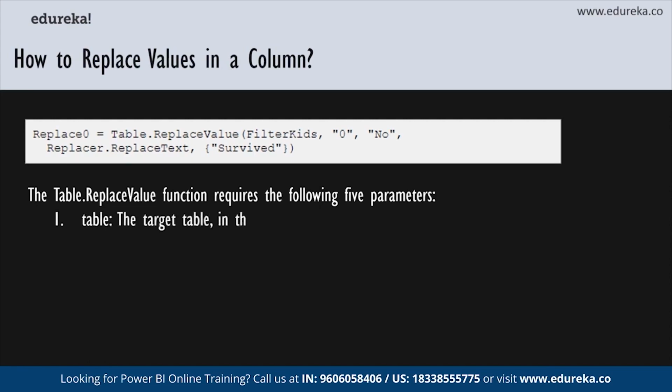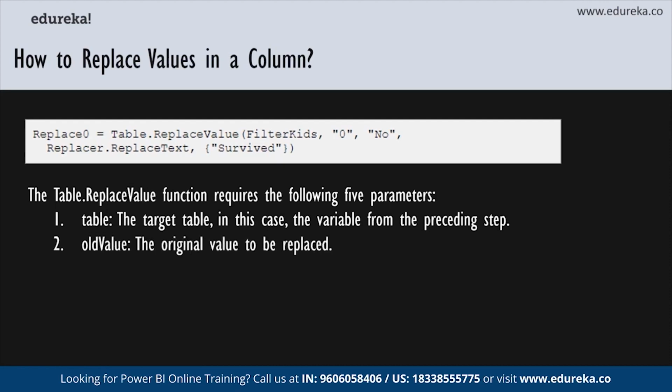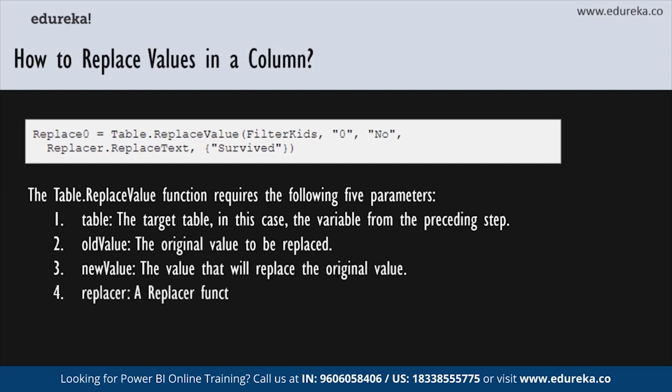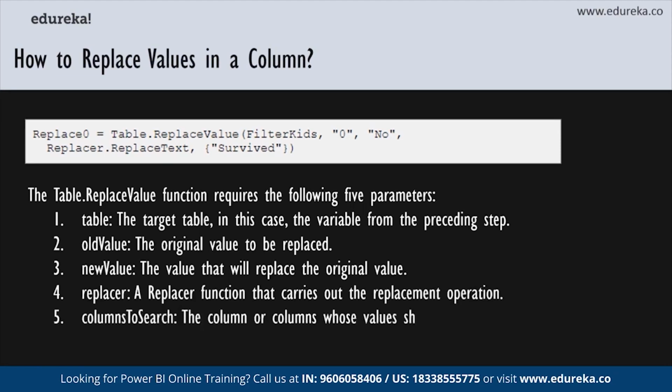Now, the table replace value function requires 5 parameters in total. First, you have the table, which is the target table, in this case, the variable from the preceding step. Second, you have the old value or the original value, which has to be replaced. Then you have the new value, which you will replace the old value with. Then you have a replacer that carries out the replacement operations. And finally, you have columns to search, the column or the columns whose values should be replaced.